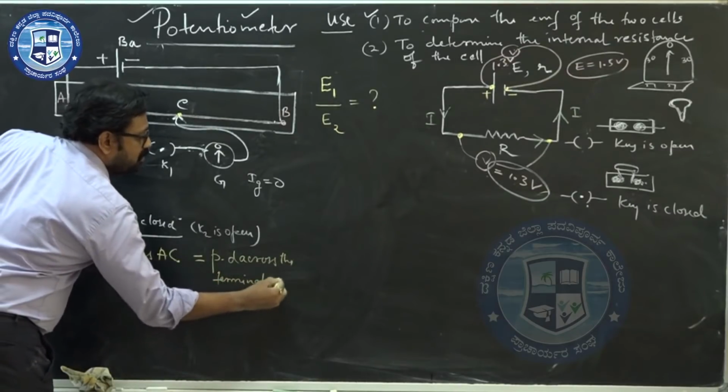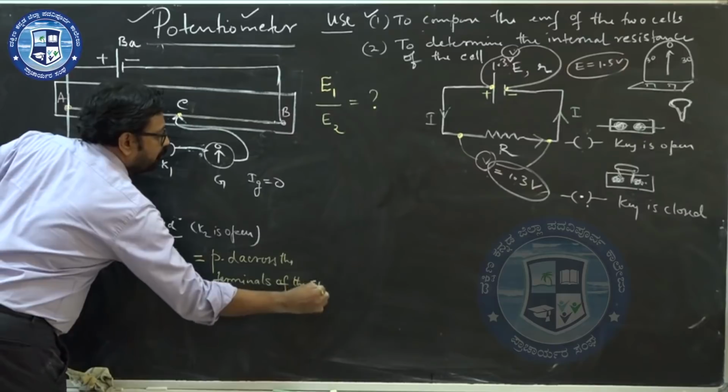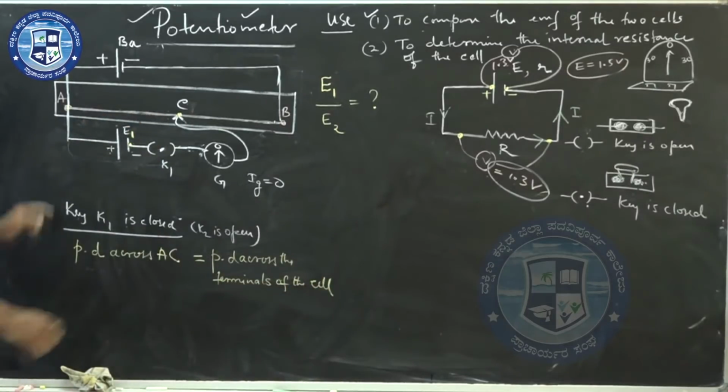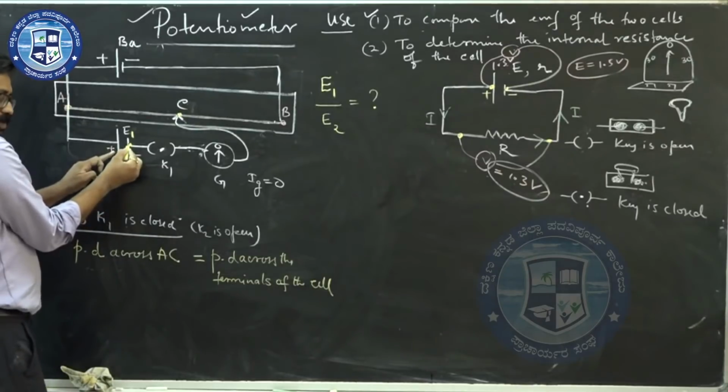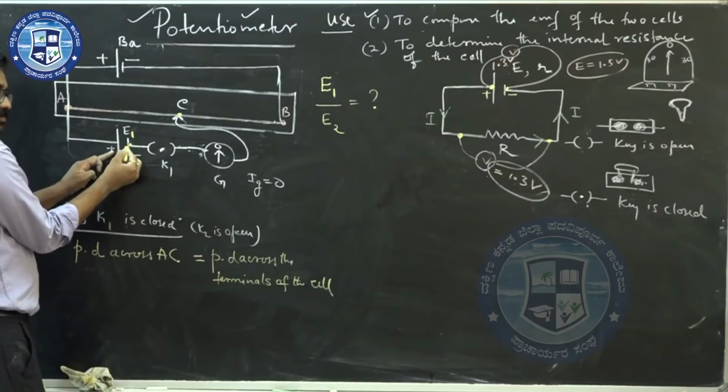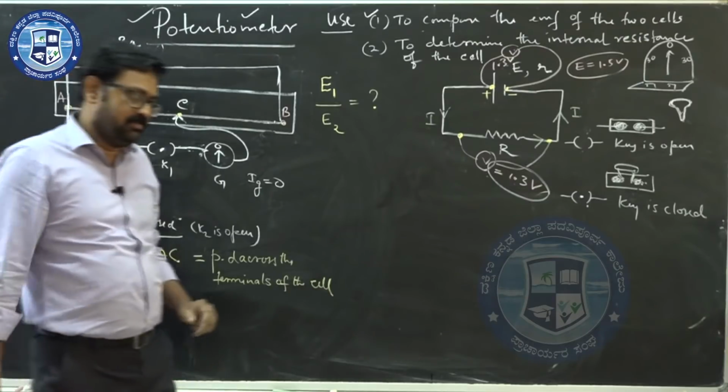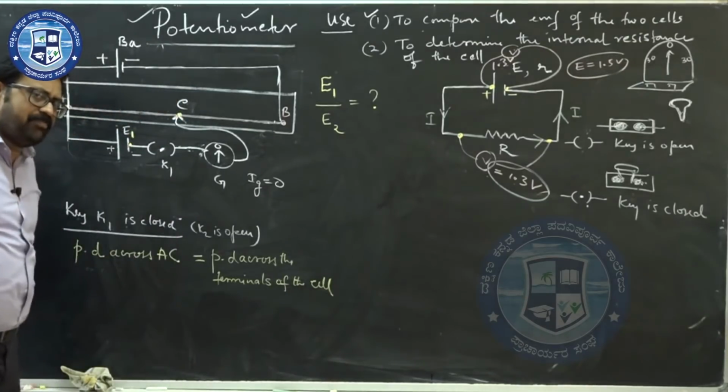Potential difference across the terminals of the cell. Potential difference across AC is equal to potential difference across the terminals of the cell. Now, what do you think? This potential difference across the terminals of the cell, which you also call the terminal potential difference, is it equal to the EMF of the cell?